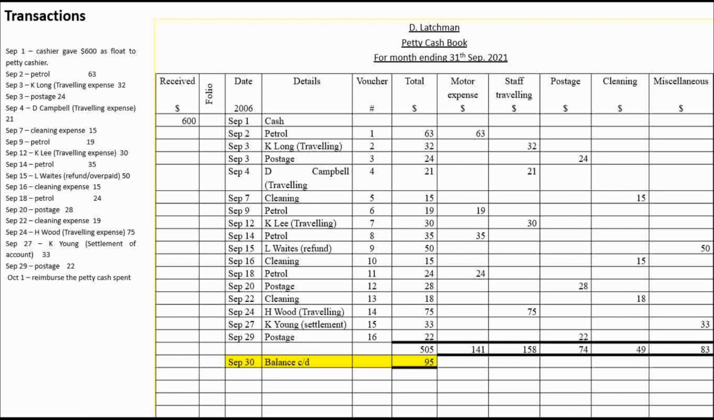Then we go to the last day within the month. We have to find the balance. When we say find the balance, we have to subtract the total that was spent, which is $505, from the total received for the month, which is $600. When we subtract the two, we are left with $95 in hand. So that means the petty cashier has $95 in his or her possession on the 30th of September.